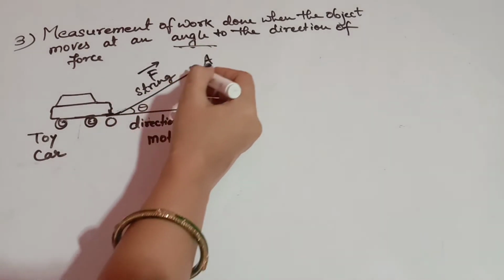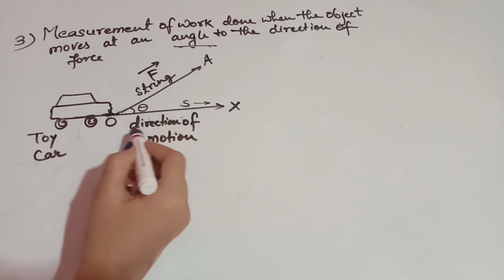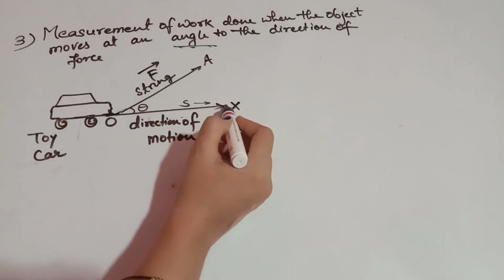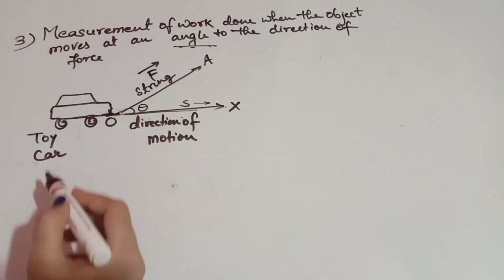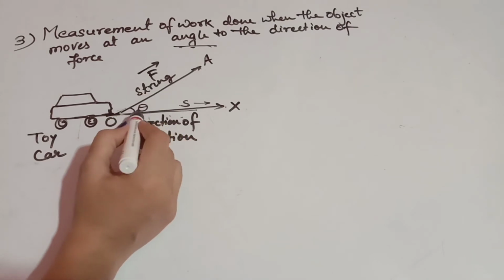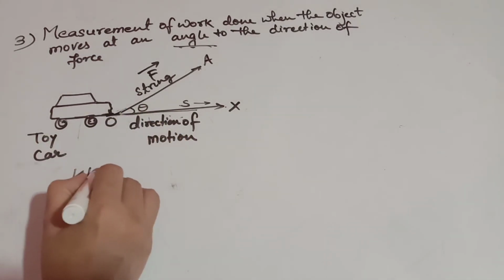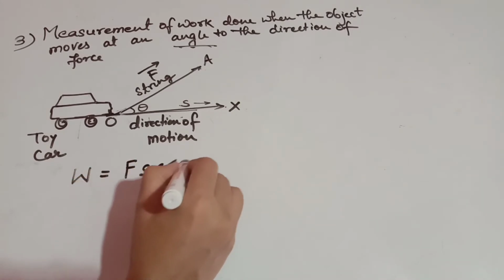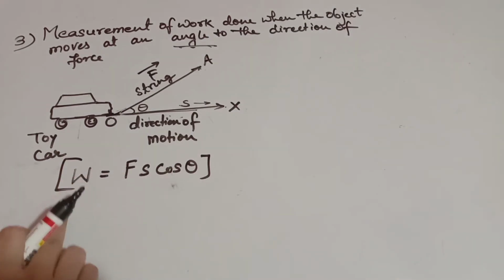So this is the direction of force F, and this is the direction of motion of the toy car, the displacement direction. The direction of displacement is different and the direction of force is different, and both make an angle theta. In this case, how do we define work? Work is equal to F s cos theta. We use this formula to find the work done: W is equal to F s cos theta.